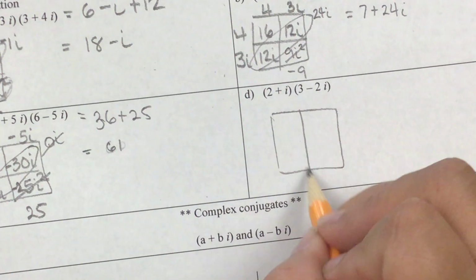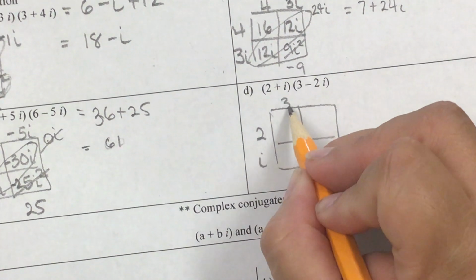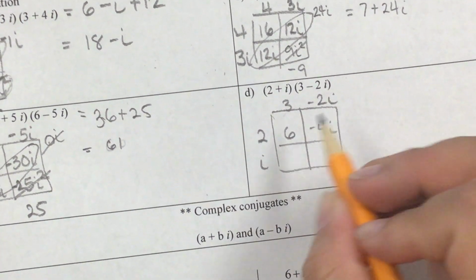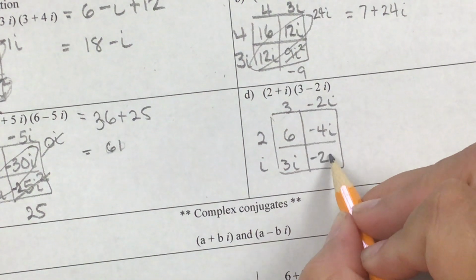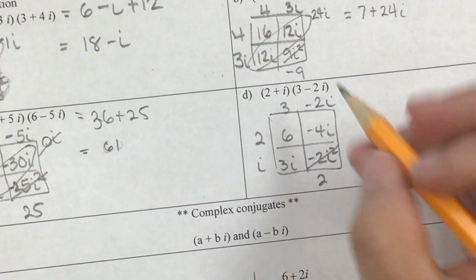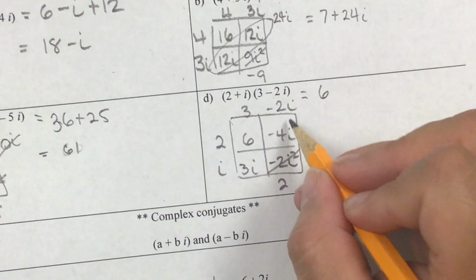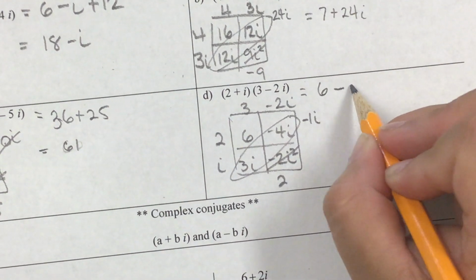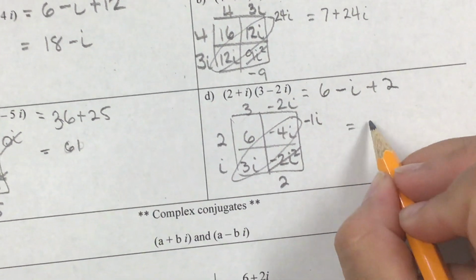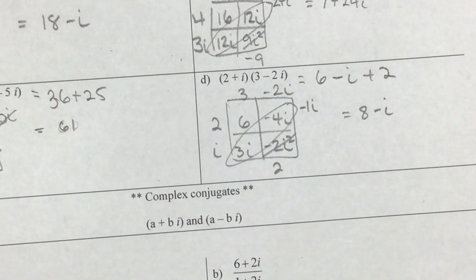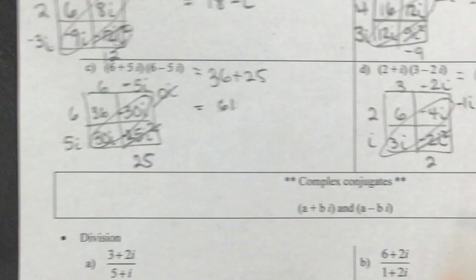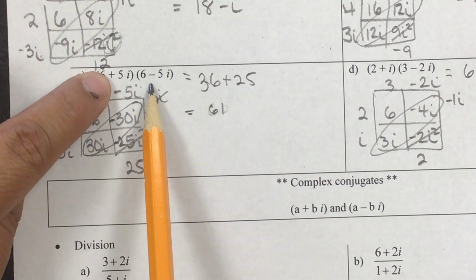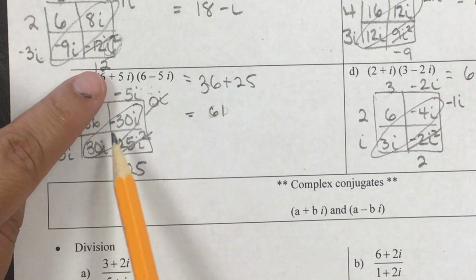So you make the box. 2i, 3 minus 2i, that is 6, negative 4i, 3i, negative 2i squared, changes the sign to 2. 6, and then you add these two together, gives you negative 1i, which we can just write as minus i, plus 2, making it 8 minus i. And so, as you can tell from this one, when you have the same thing, but you have opposite signs in the middle, it cancels out the i or the middle term.